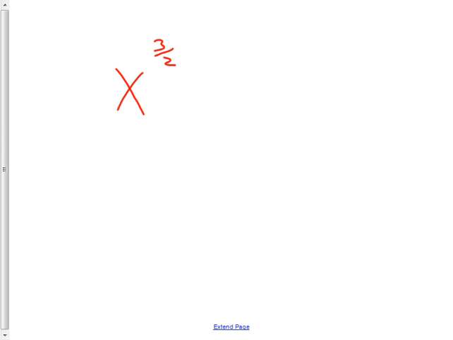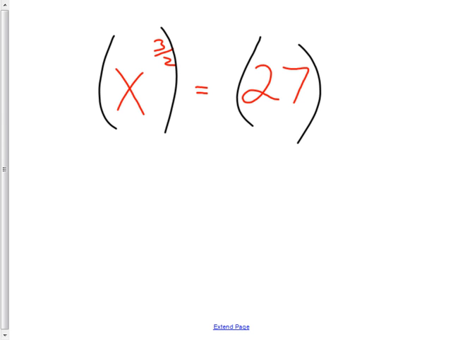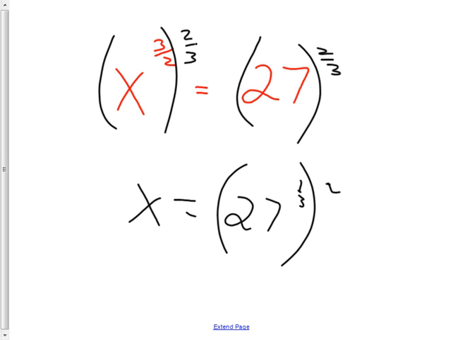X to the 3 halves equals 27. Solve it. To get rid of the 3 halves so that x will be alone, I put it to the 2/3. And if you've been paying attention, you'd know that this is 27 to the 1/3 squared. And what is the cube root of 27? 3 squared is? Raise your hand if you knew the answer was 9 before I said it. Okay, good. And I think you get the idea.